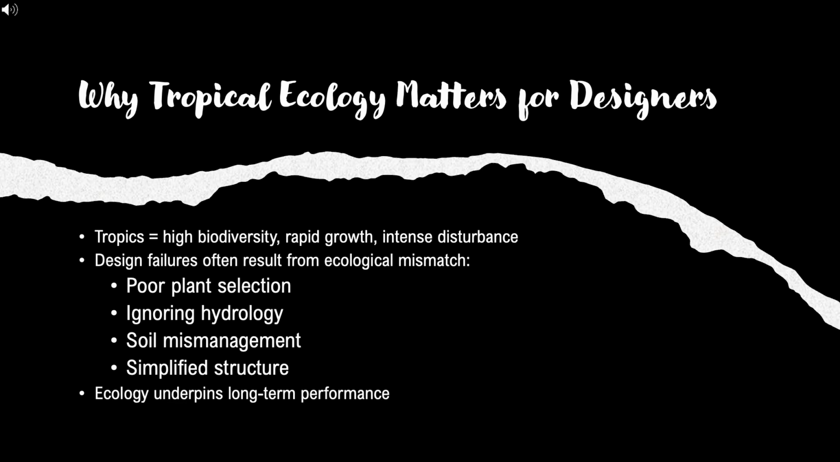This scenario plays out constantly, and the root cause is almost always an ecological mismatch, a design that ignores the actual ecological conditions of the site. The tropics are characterized by incredible biodiversity, extremely rapid growth, and intense disturbance events: storms, floods, fire. Design failures here typically fall into a few categories: wrong plant selection, ignoring the hydrology of the site, mismanaging the soil, or creating a structurally simplified landscape that can't sustain itself.